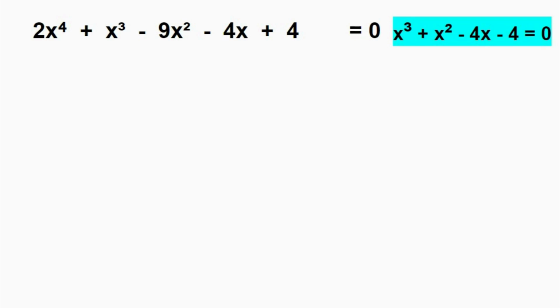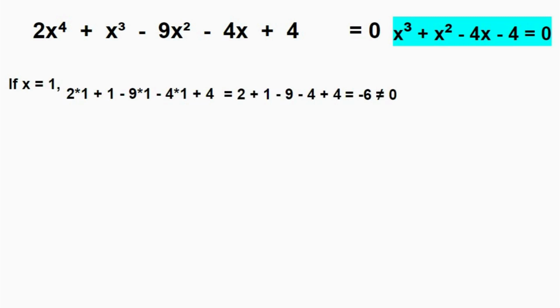For that, we need to put some values of x in this equation randomly. If the result comes 0 as the right-hand side of this equation, then we can get a factor. Let's put 1 first. We get 2 into 1, plus 1, minus 9 into 1, minus 4 into 1, plus 4. Calculating this we get minus 6, which is not equal to 0, but the right-hand side of this equation is 0, so x is not equal to 1.